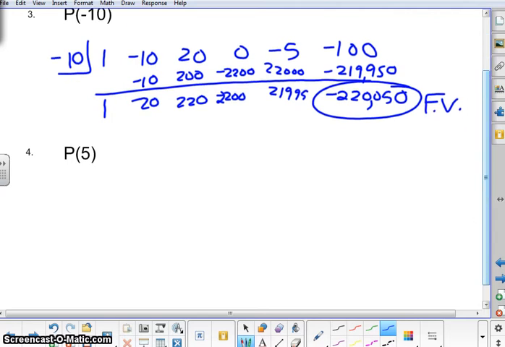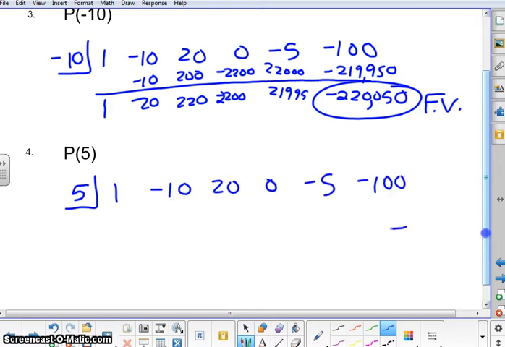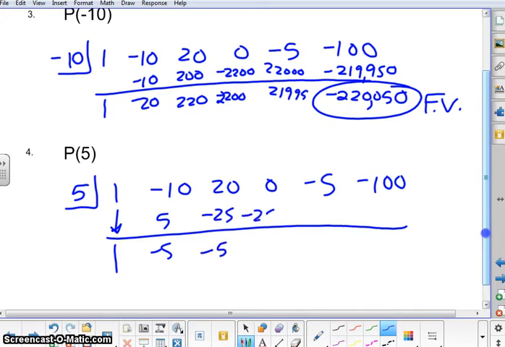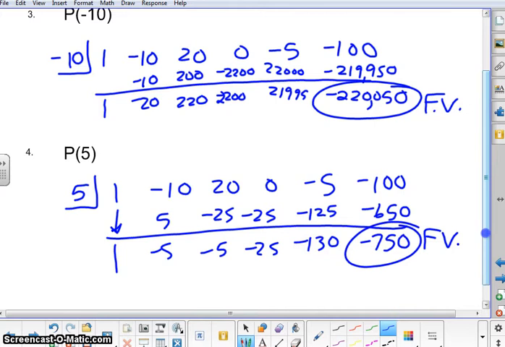There we go. And then again, push pause to go ahead and do number 5. You've got 1, -10, 20, 0, -5, just written like above. And the function value we can find by solving synthetic division and get the remainder. So drop the first one. You've got 5, -5, -25, -5, -25, -25, -125, -130, -650, and then -750. So there, once again, is our function value. Both of those would be points on that polynomial. All right, let's go on to the next one.